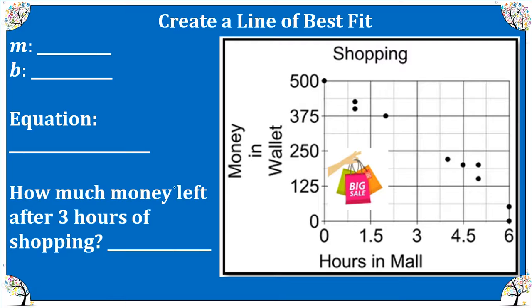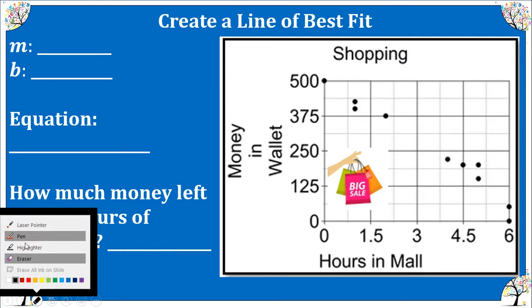Here we have another example. We're going shopping. So the more hours we're in the mall, looks like the money in our wallet is decreasing. So we have a very strong negative correlation. So I'm going to take 500, and then this is kind of going off a little bit. So let's try to make that a little bit neater. Try one more time.